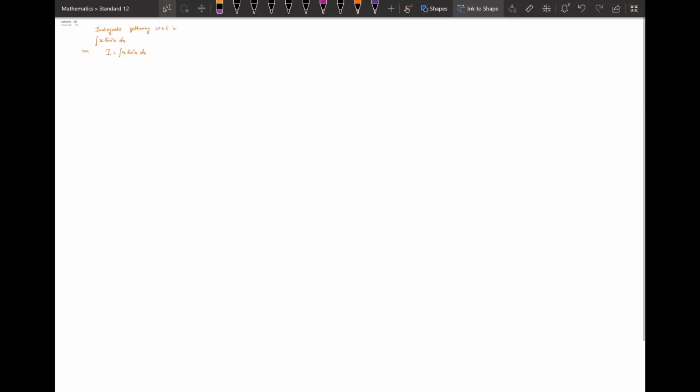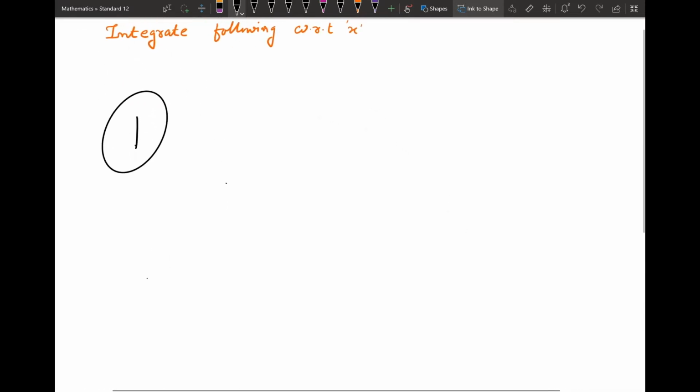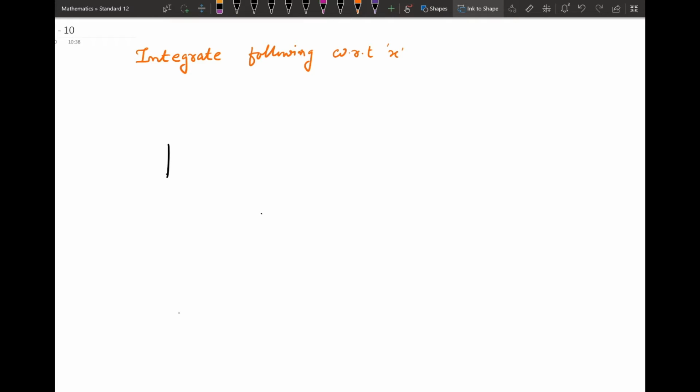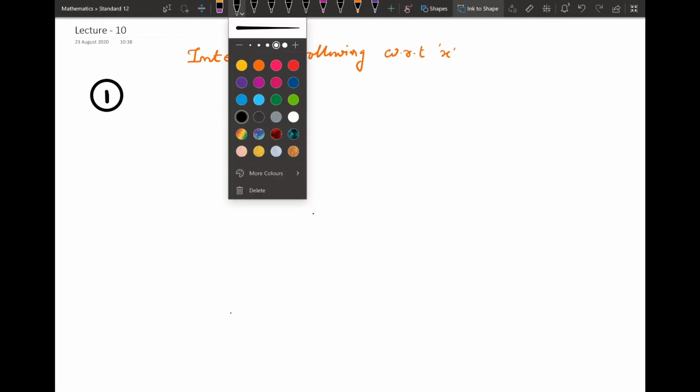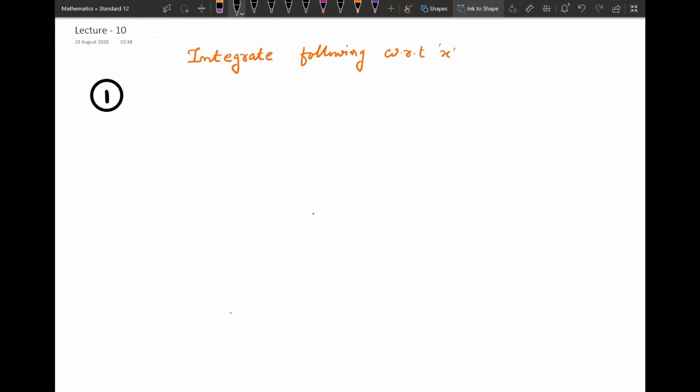So in this lecture we will take problems based on integrating by parts. First example, integrate the following with respect to x. First example is x into sine inverse x dx. So let us discuss the solution.